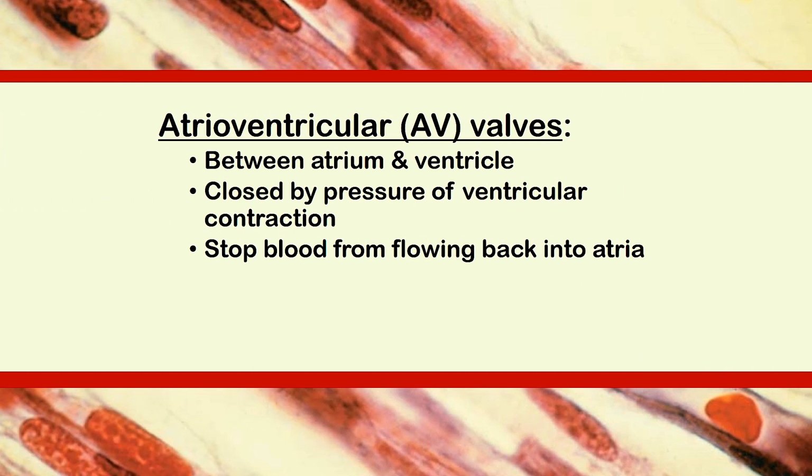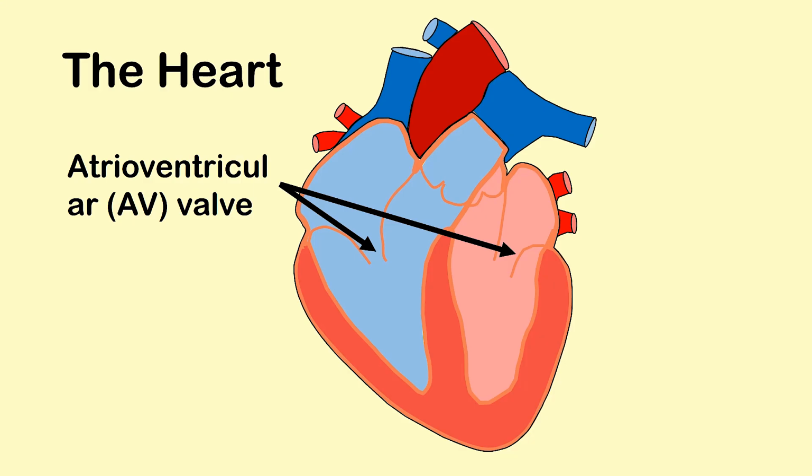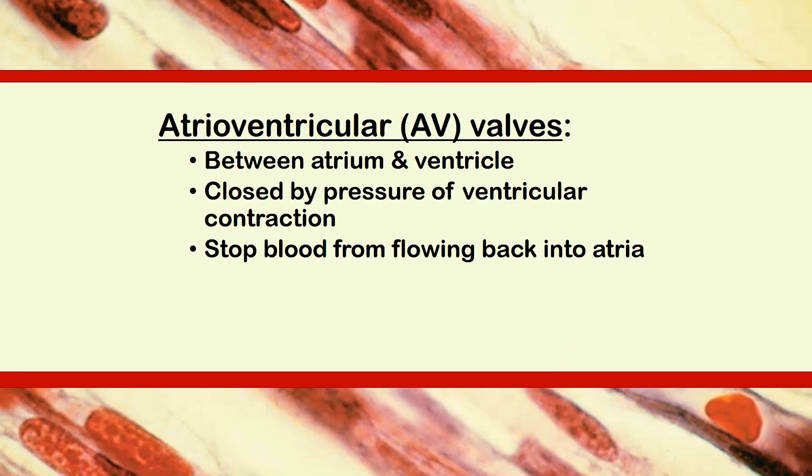The first of these that we want to talk about are the atrioventricular valves, or the AV valves. These are found, as the name suggests, between each of the atrium and the ventricle. These will open during most of the time that the heart is at rest. However, whenever the ventricles contract, those AV valves will close by the pressure of that ventricular contraction. This stops blood from flowing from the ventricles back into the atria.